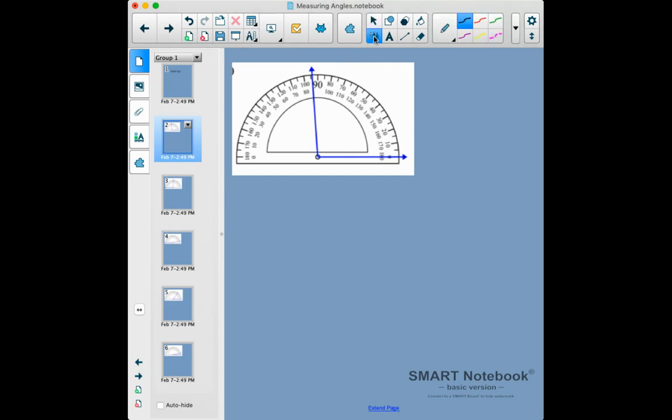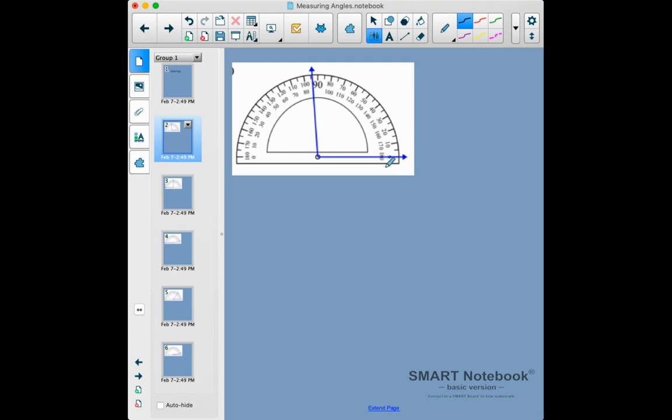So let's talk about the numbers on this protractor. On one end, the protractor starts at 0 and it goes all the way to 180. And if you notice, on the inside of the half circle, it also starts at 0 on the opposite end and goes to 180. It can help us get an exact measurement on an angle.